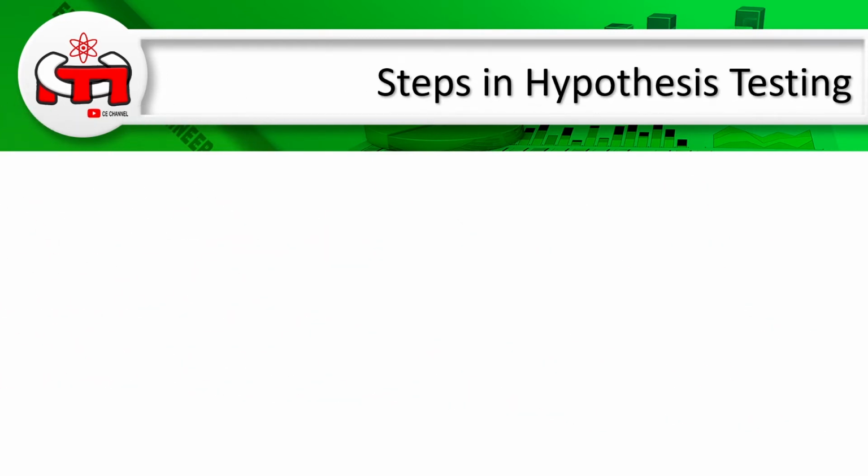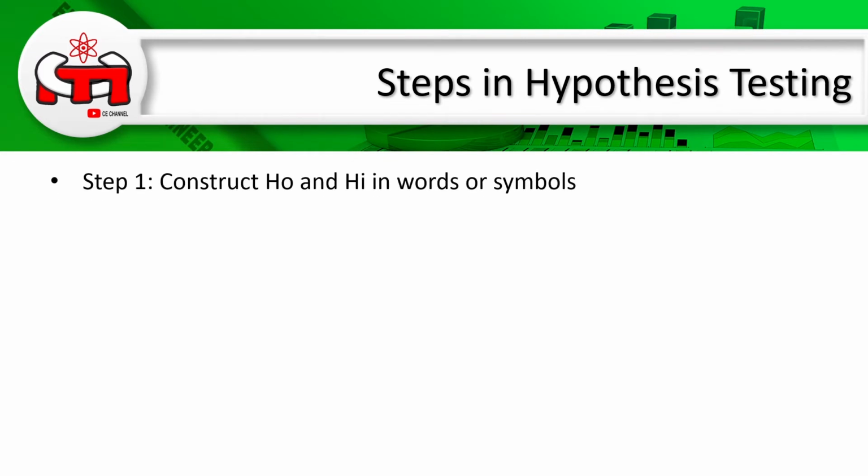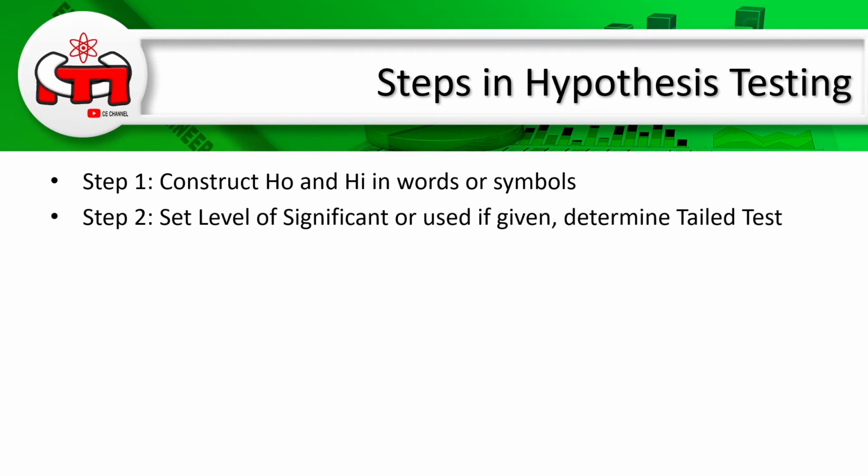Let us proceed to the step-by-step procedure in conducting hypothesis testing. First and foremost, step 1: construct the null hypothesis, H sub O, and the alternative hypothesis, H sub I, in words or symbols. Previously, we learned the principles behind constructing the null and alternative hypotheses. Now that we have already established them, let's proceed to step 2. Set the level of significance. Mostly in problem solving, the level of significance is given. On the other hand, the statistician who conducts the study is the one to set the level of significance.